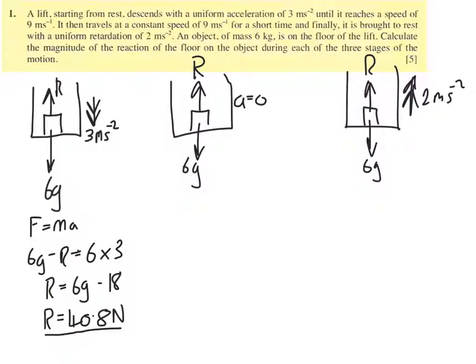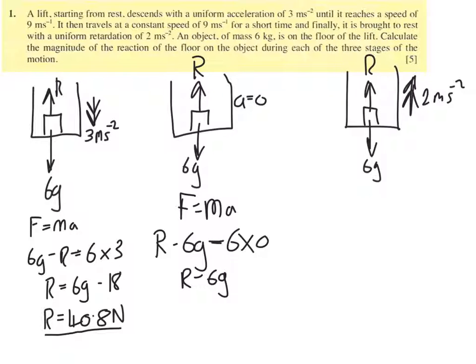Okay, second part of the motion. There's no acceleration, so let's apply F equals ma, as we always do. There is no acceleration, so it doesn't matter which way is positive. I'm going to say up's positive, so R is the positive. Take away 6g equals the mass, which is 6, times the acceleration, which is 0. So I get R minus 6g equals nothing. So R equals 6g.